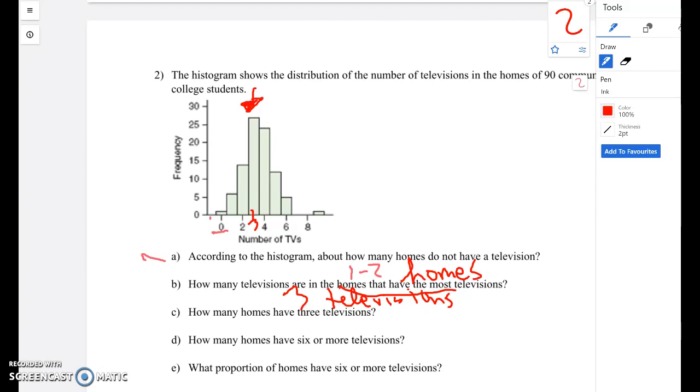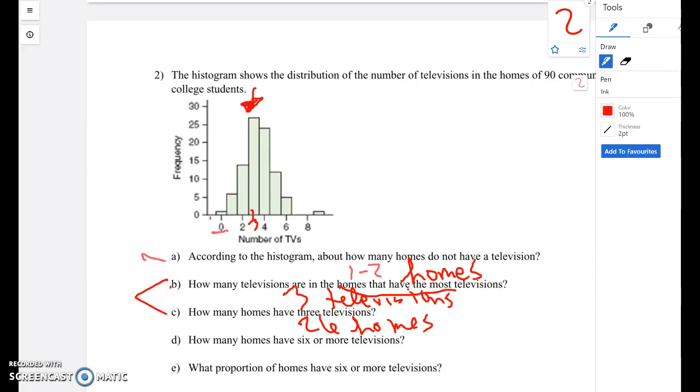All right. Part C, how many homes have 3 televisions? Well, I just looked at that. Okay, so 3 televisions, right? On this graph, 3 televisions corresponds to approximately 26 homes. So 26 homes have approximately 3 televisions. These two seem like they're the same question, but not really, because one of them is asking for televisions, the other one's telling you which one has the most televisions.